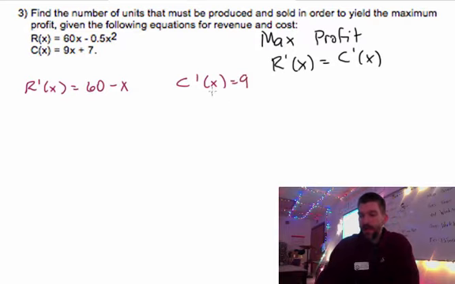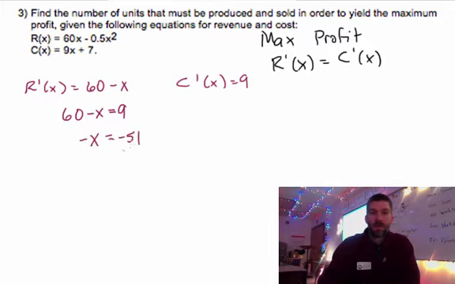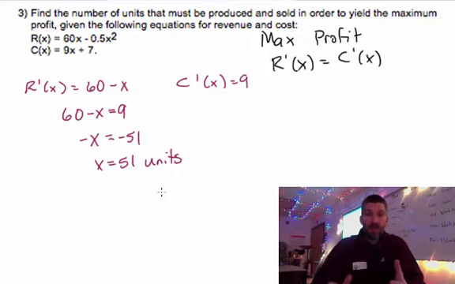So it gets even easier because then all we're going to do is set 60 minus X equal to 9. Go ahead and subtract 60 from both sides, and X equals 51 units. That's the number of units that will maximize profit. And that's all there is to this particular question.